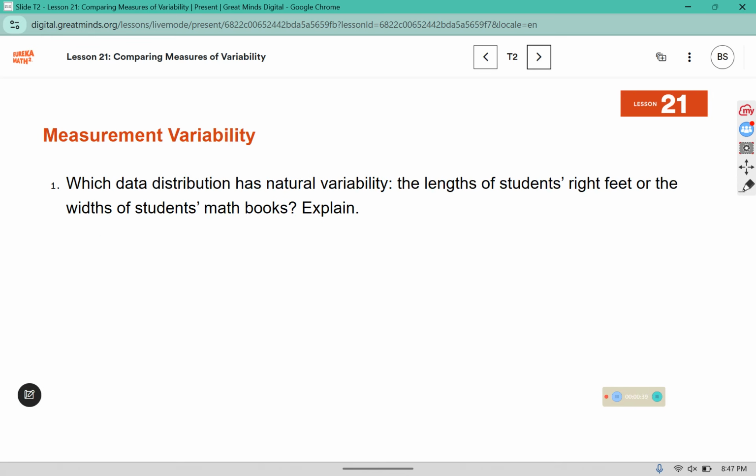Which data distribution has natural variability? The lengths of students' right feet or the widths of students' math books? Explain. There are 2 different types of variability. One called natural variability and another called measurement variability. With natural variability, it's variability that occurs due to differences in people or objects' characteristics.